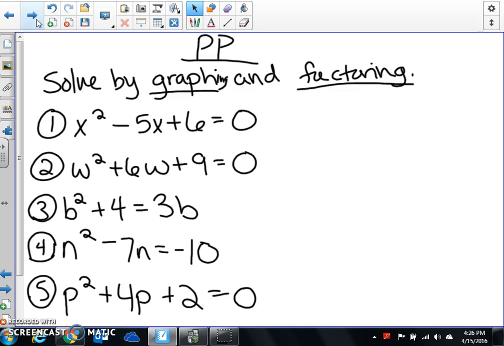Here are your practice problems. Go ahead and write those down. Remember, they have to be equal to 0. You need to graph and factor each.